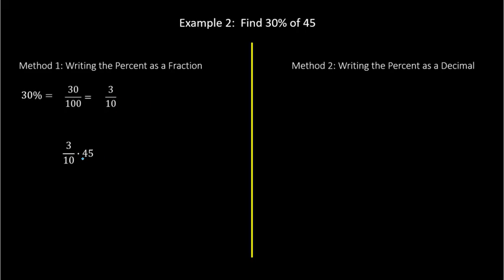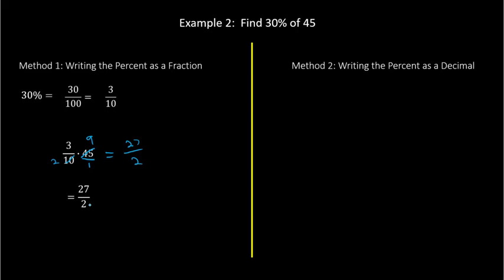Now to do this, we could write 45 as 45 over 1. And before you multiply, you could simplify first by dividing the top and the bottom by the same number. So look at the 45 and the 10. You can divide both by 5. 45 divided by 5 is 9. 10 divided by 5 is 2. And that cannot simplify any further, so now we can multiply 3 times 9 on the top to get 27. 2 times 1 on the bottom gives you 2.